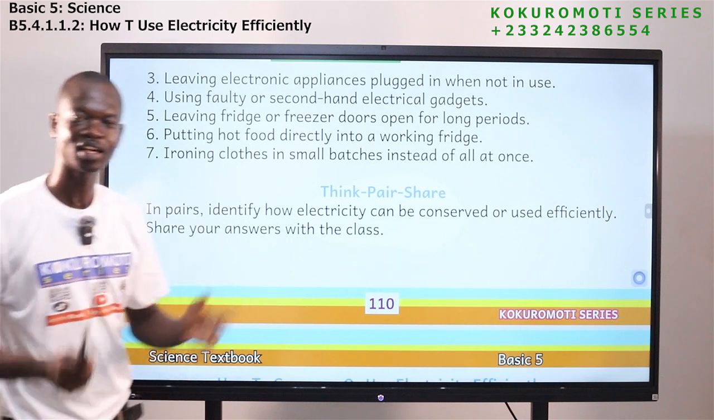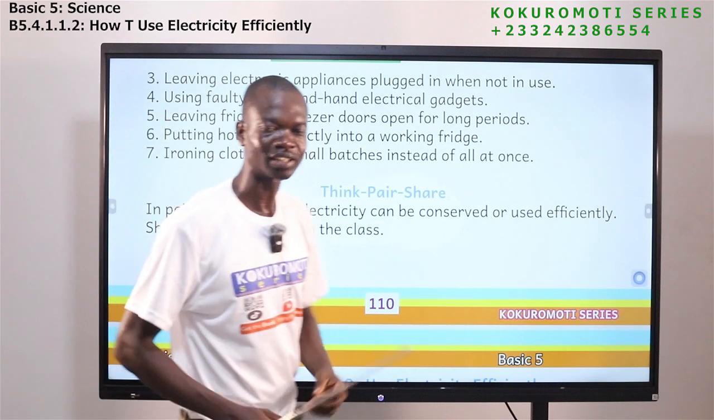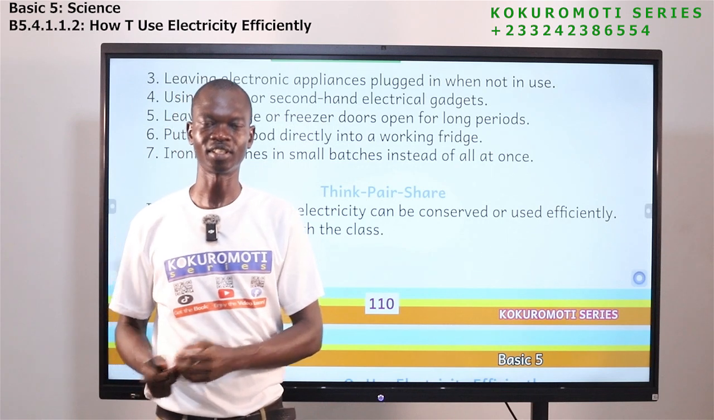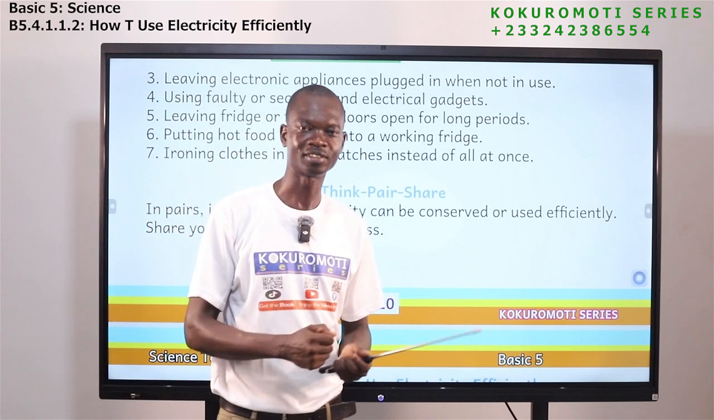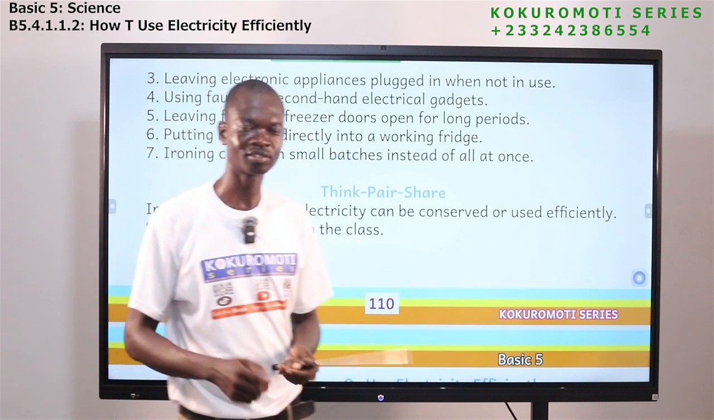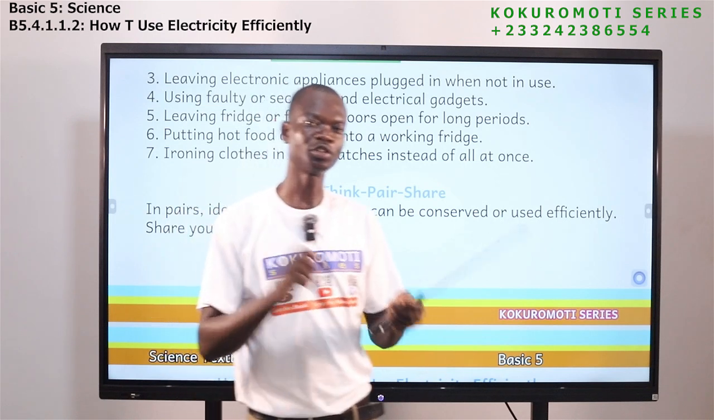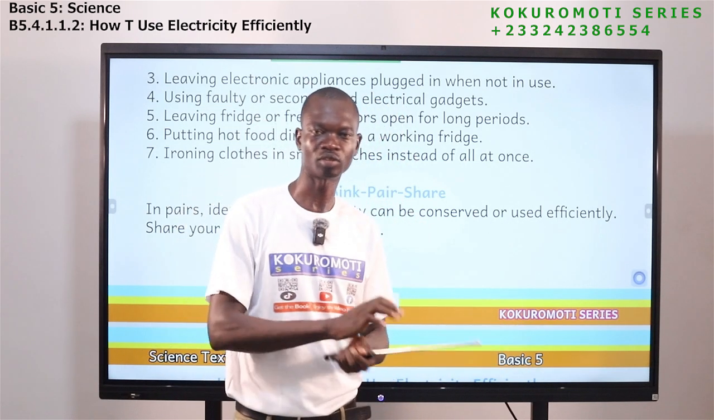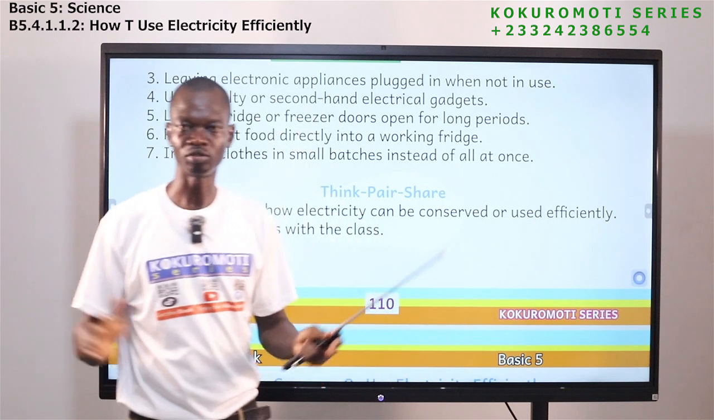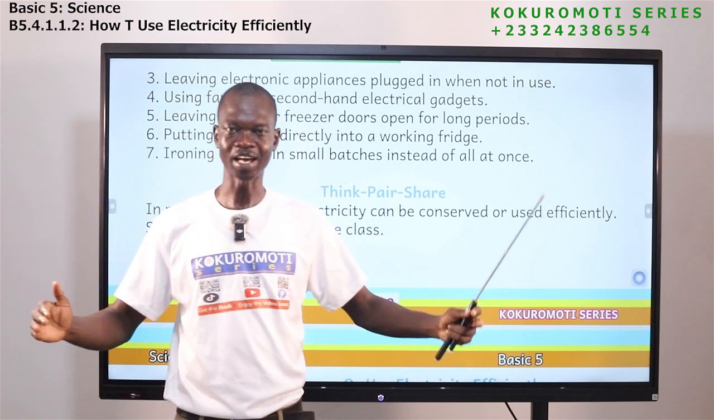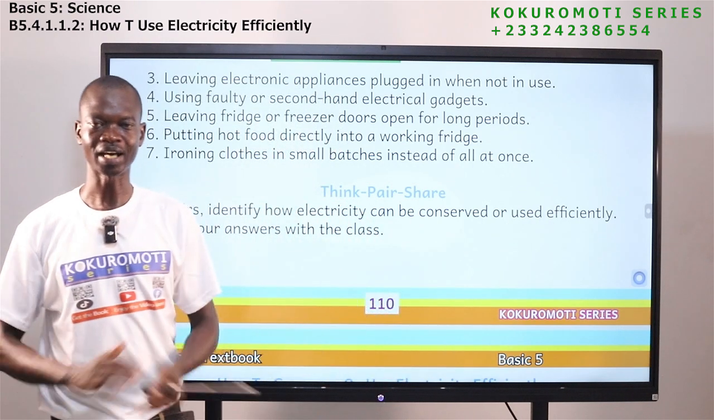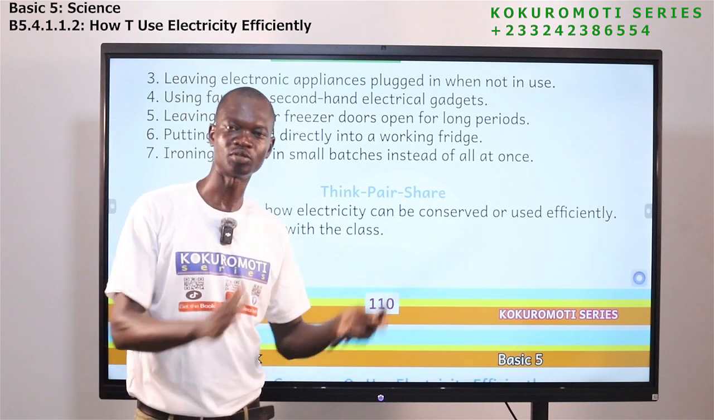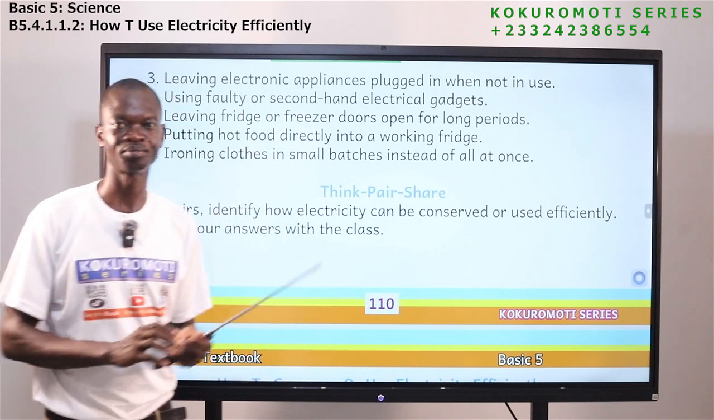The last one, ironing clothes in batches instead of all at once. So the other thing that we do that wastes electrical energy is what? When we are ironing, you don't iron one, wait, the following day you iron another one, the following day you iron another one. No. Know the things that you use for a period of time, iron all of them at a go. Hang them. Anytime you want to wear, you go and pick them.